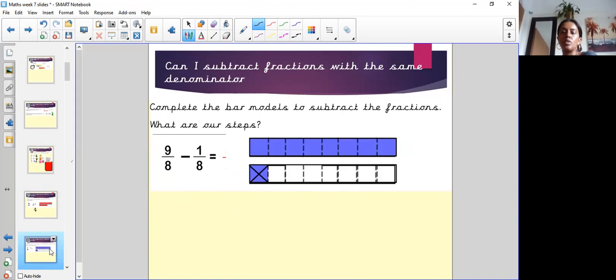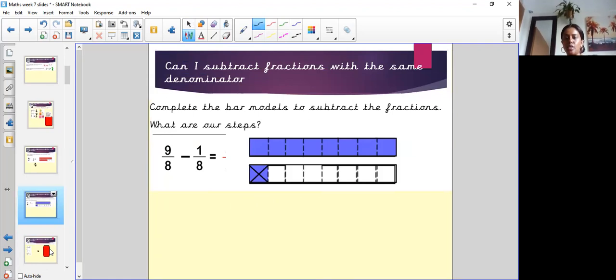Complete the bar models to subtract the fractions. What are our steps? So what are the steps to get to this question? So the first thing we need to do is have 2 strips of paper with 8 pieces. Then the next step is to colour in 9. So we've got 8 here and 9 here, and cross out 1 because we're taking away 1. So if we cross 1 out, how many do we have? Our answer is going to be 8/8, which is the same as 1 whole. This is a whole, so this is 1 whole.